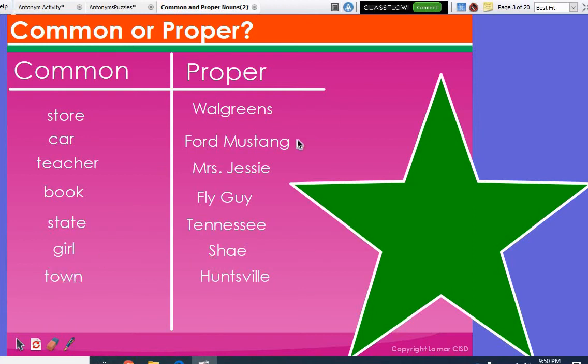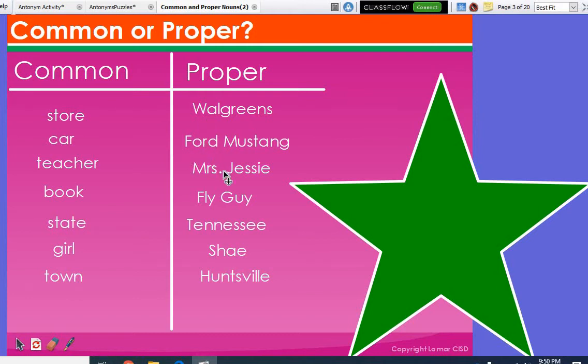All right, last thing we'll talk about. Do you notice what's different about the beginning of the common and the proper nouns? It looks like all the proper nouns have a what at the beginning. Yeah, proper nouns need capital letters at the beginning because proper nouns are names, and names have to be capitalized.